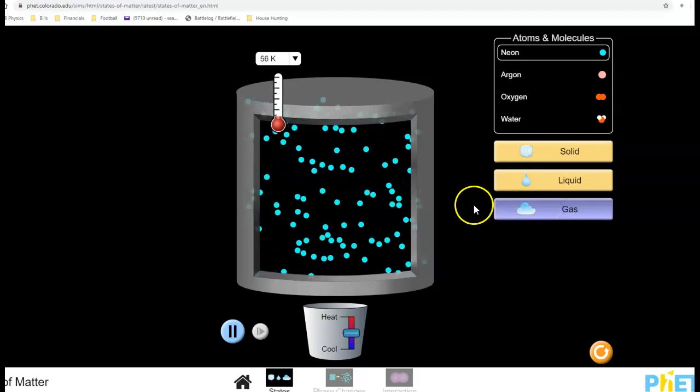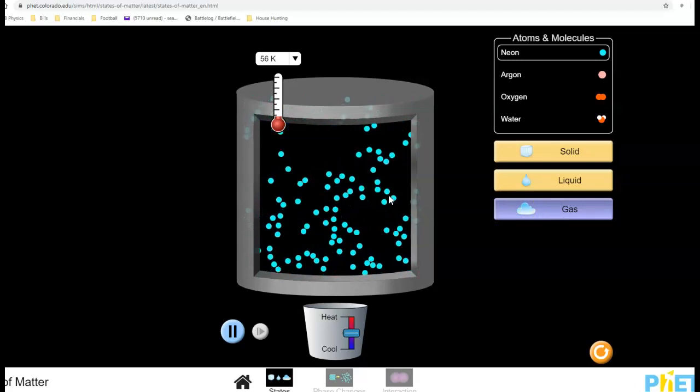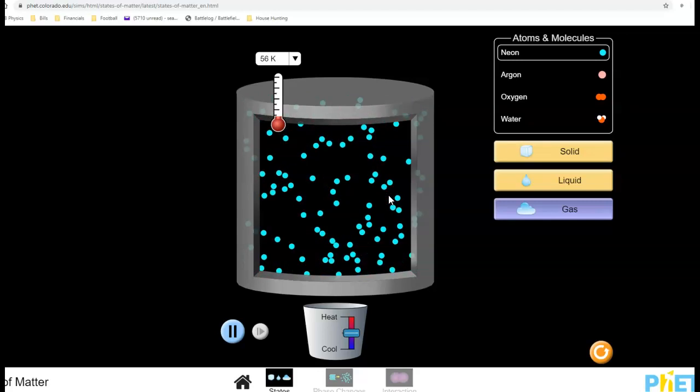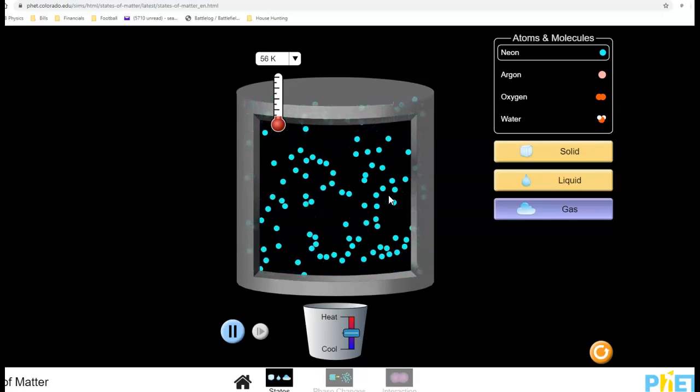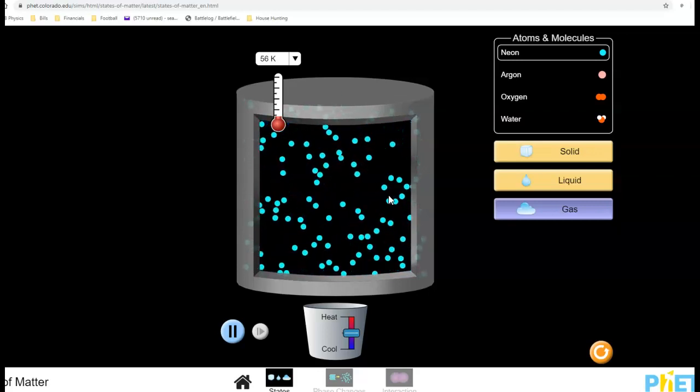And then here we have a gas, and in a gas, the atoms are all kind of broken apart from each other. They're not really interacting with each other aside from colliding with each other. For the most part, they're all free to move and bounce off of each other, bounce off the container walls, etc.